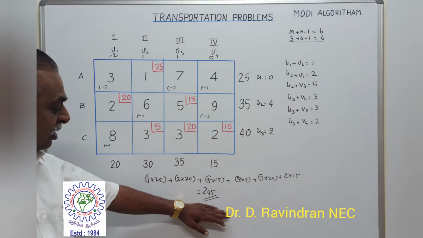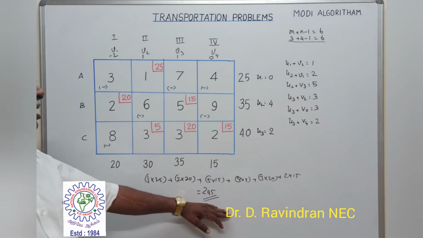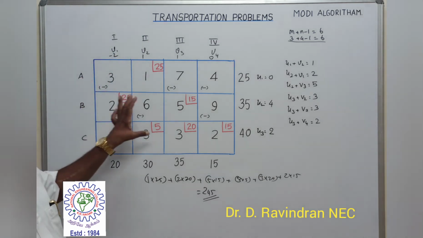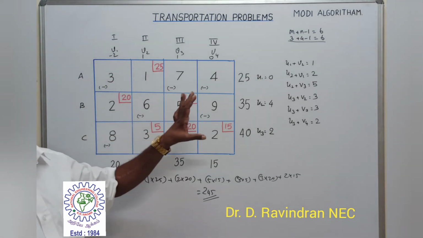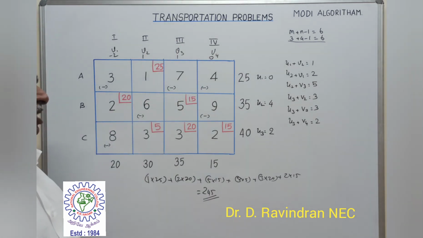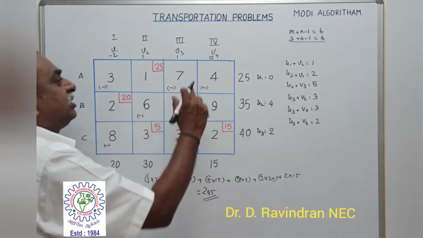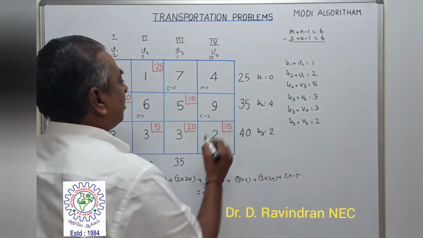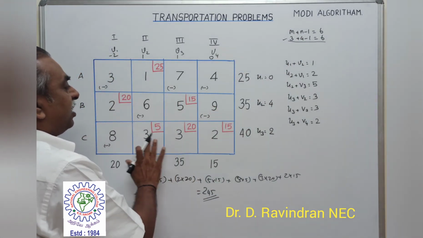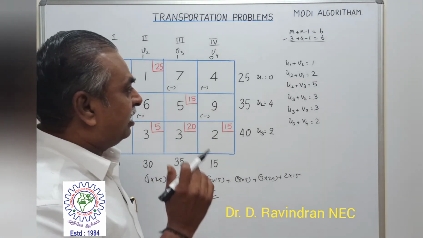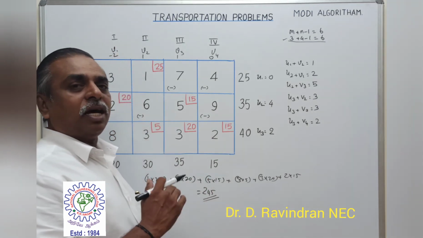Now this is the optimum solution for the given problem, provided the number of allocated cells is equal to the number of basic cells. So yes, m plus n minus 1. When this condition is satisfied, we can solve this problem. If the condition is not satisfied, we will introduce epsilon in some other cell, and then we can optimize it.